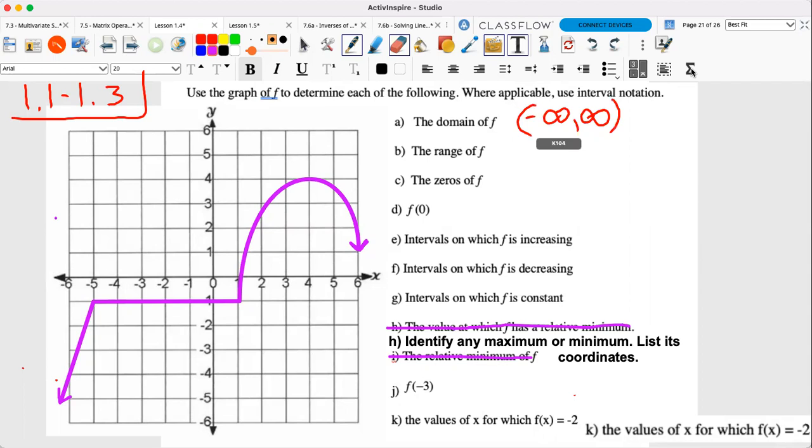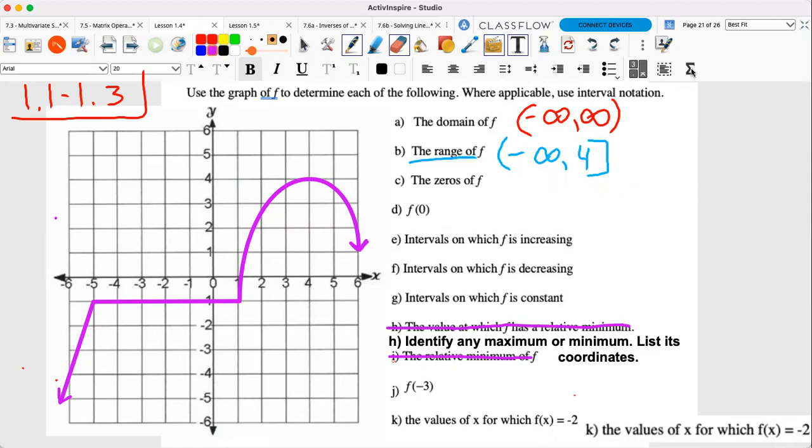Okay, how about the range? Yep. Lowest value is negative infinity. Highest value reaches is 4. So we know it's from negative infinity to 4 with a bracket because that 4 is a part of the range. If it wasn't, then we put 4 with the parentheses.